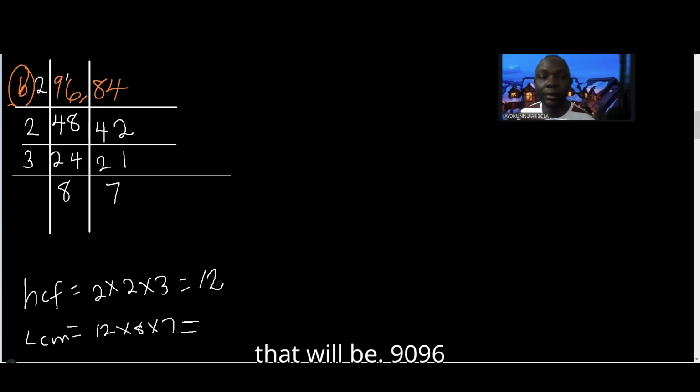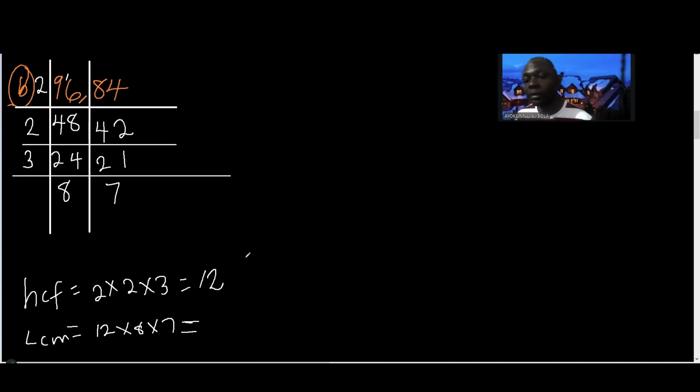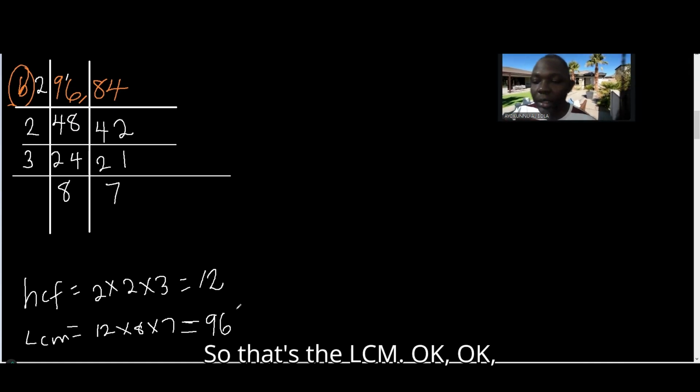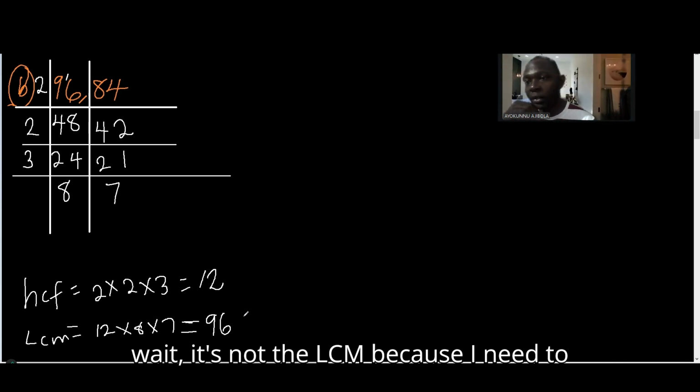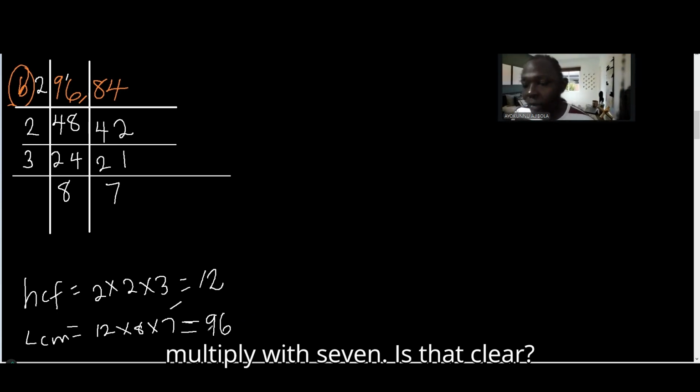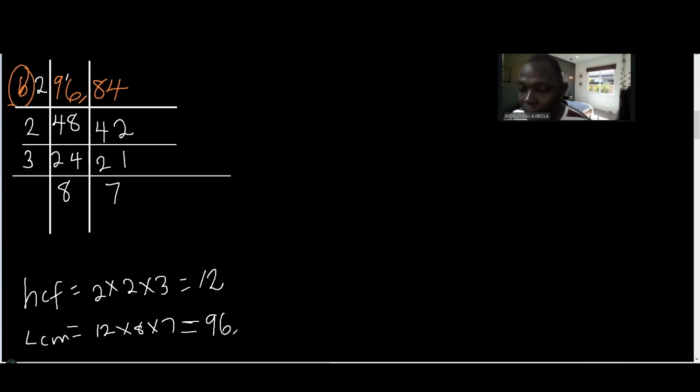That will be 90, that'll be what? 96. 96. So that's the LCM, okay? Wait, it's not the LCM because I need to multiply with 7. Is that clear?